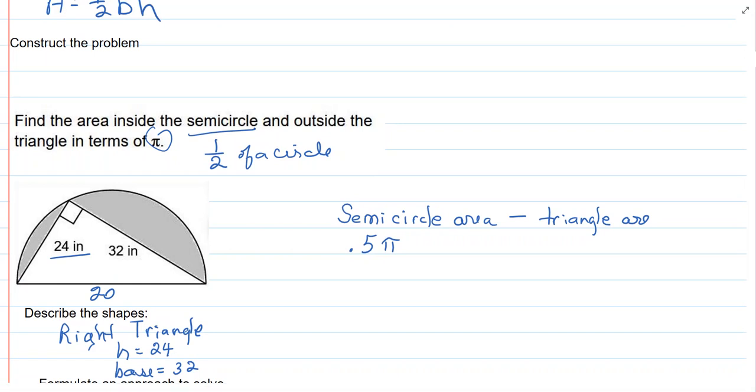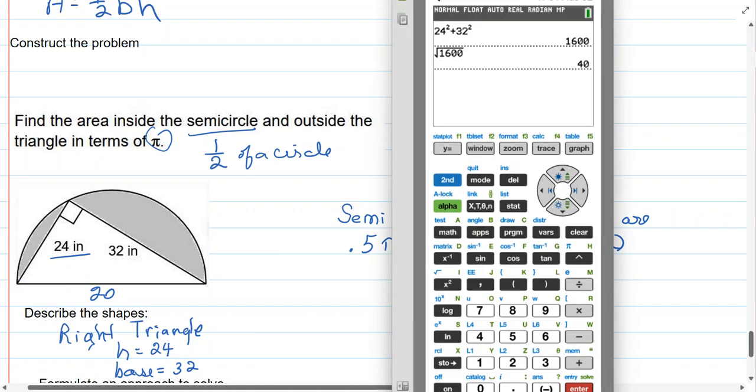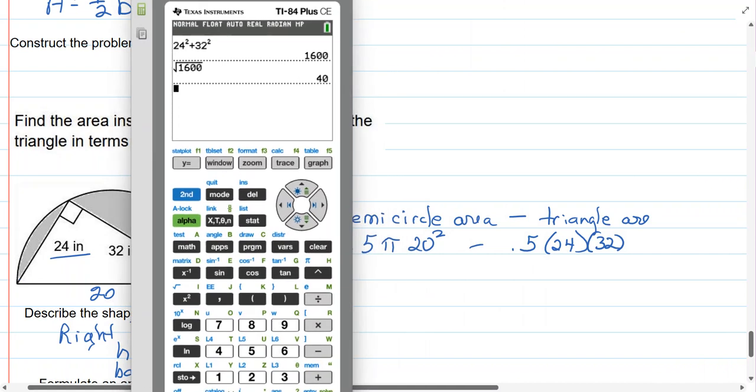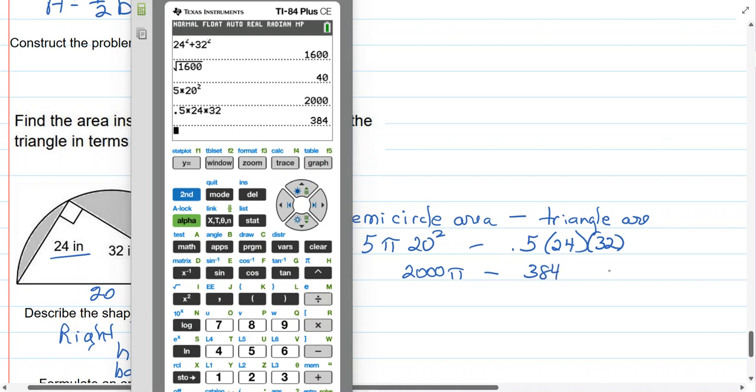Okay, so we have the semicircle is 0.5 pi radius squared minus the triangle area, which is 0.5 base times height. And it doesn't matter which one I put. Multiplication is commutative. So I'm going to do my calculator. And I want pi first, right, in terms of pi. So this is 0.5 times 20 squared. It's 200 pi minus the triangle, 0.5 times the 24 times the 32. And I get 384. Now this is my exact area. And this is in inches squared.